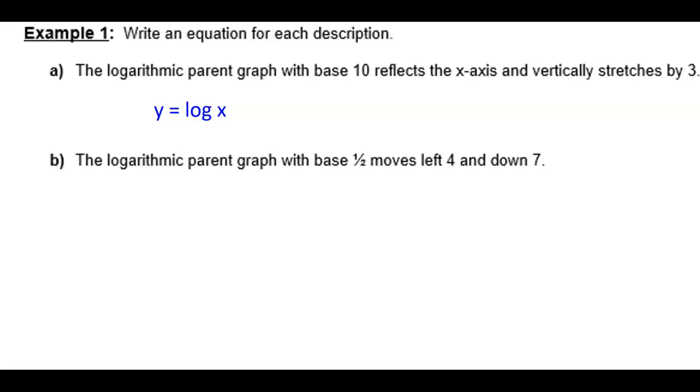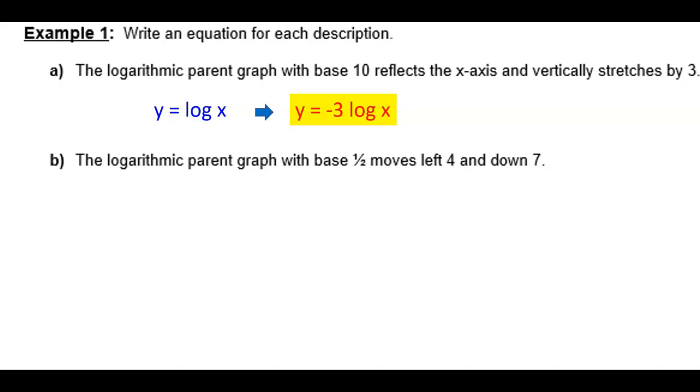That's our parent graph. Now, what do you think we're going to put on this to make it reflect over the x-axis? Okay? If you have a negative out front, that's going to reflect it over the x. Okay? Negative is right, and then when it says vertically stretching by 3, doesn't that make sense? Stretching by 3, you got to have a 3 out front. Okay? The negative is what reflects it. The 3 is what stretches it.